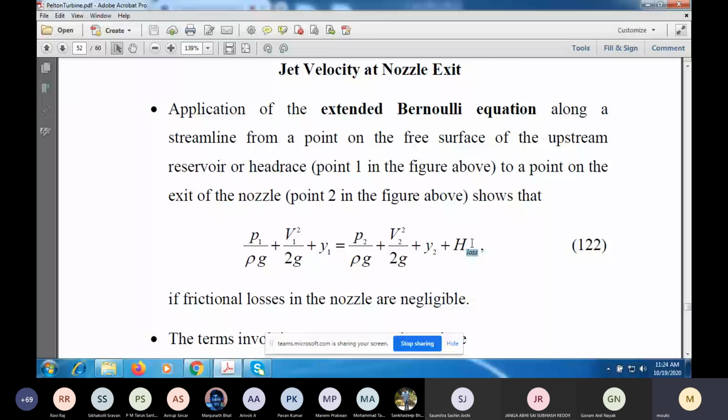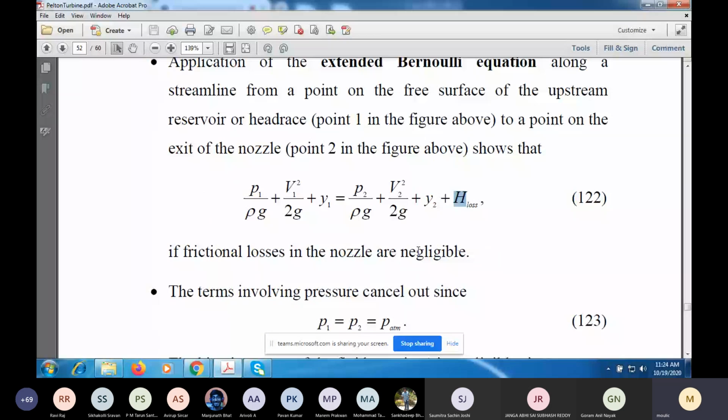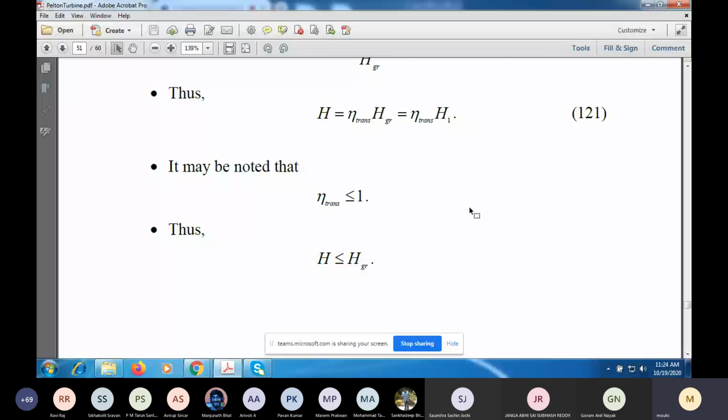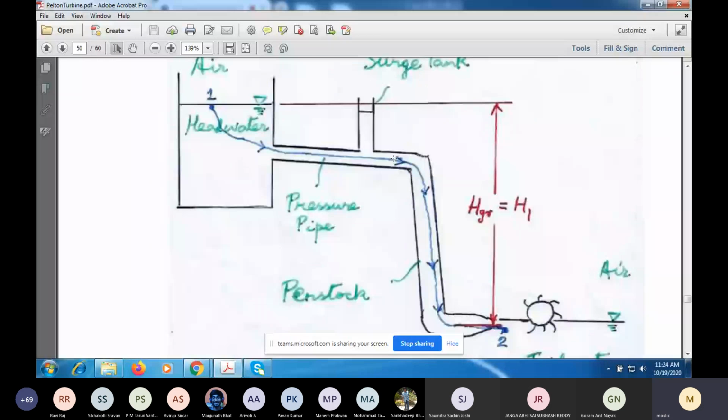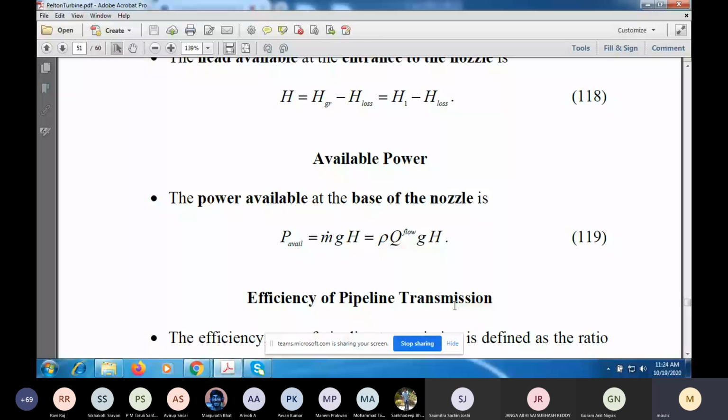And if the fluid is truly inviscid, then this H loss will be 0. Okay. So here, of course, what we have done is I've just accounted for the head loss between point 1 and the base of the nozzle. And I've neglected the head loss inside the nozzle because I'll account for it later.